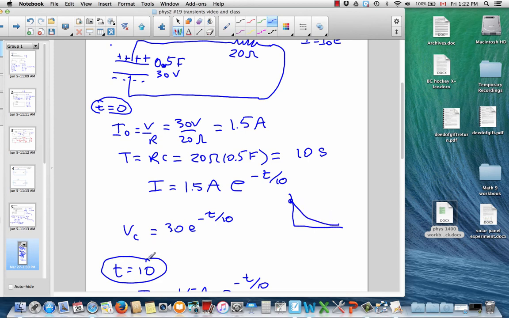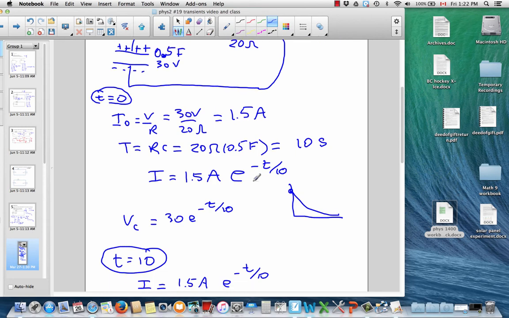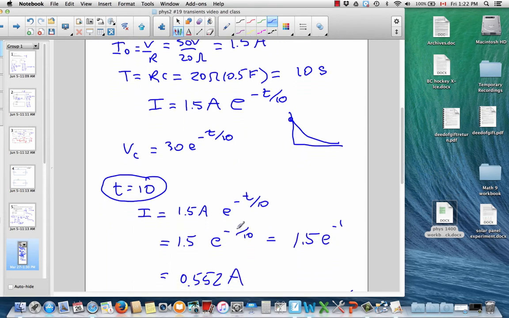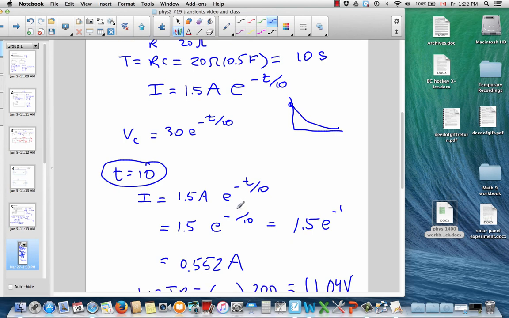Now we're asked at 10 seconds to evaluate the current and voltages, so that means we just put in 10 here for the time, and then you can calculate everything. So putting in 10 for t, we can see that the 10s just cancel, and you're going to get e to the power of minus 1. And so 1.5 times e to the minus 1 is 0.552 amps.